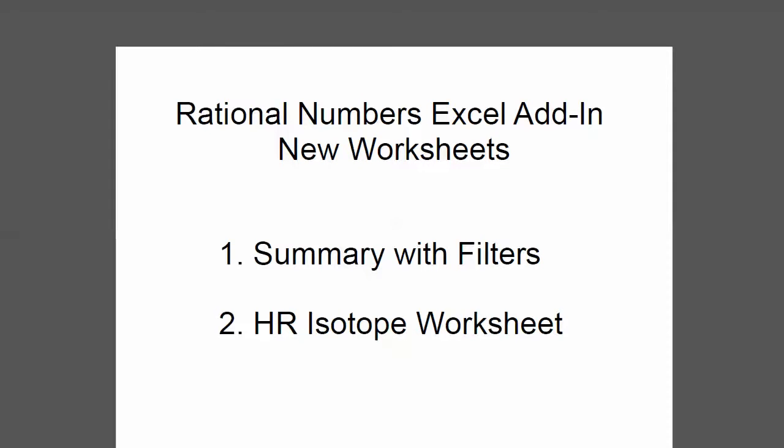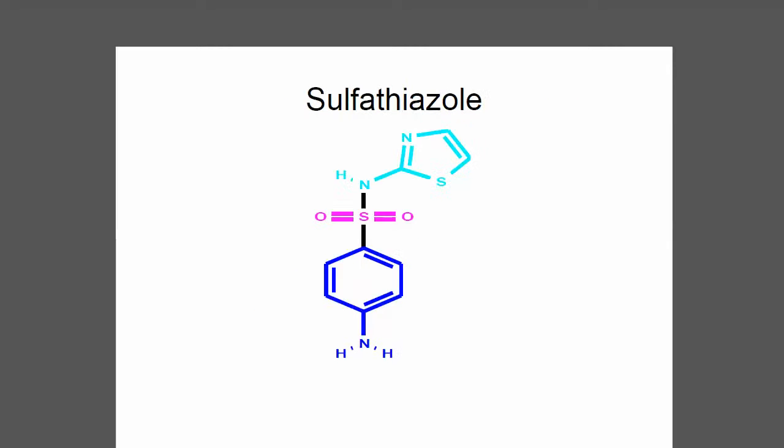In this video I'd like to go through two new worksheets that we've added to the Excel add-in. The first one is a summary page with filters for each of the parameters. The second is a high-resolution isotope worksheet. In this video I'm going to use some data from a compound called sulfathiazole.